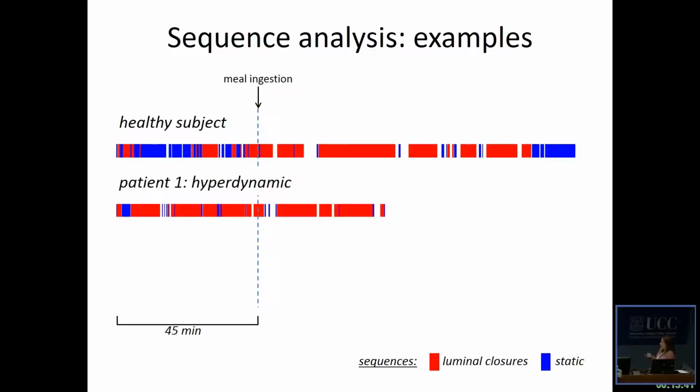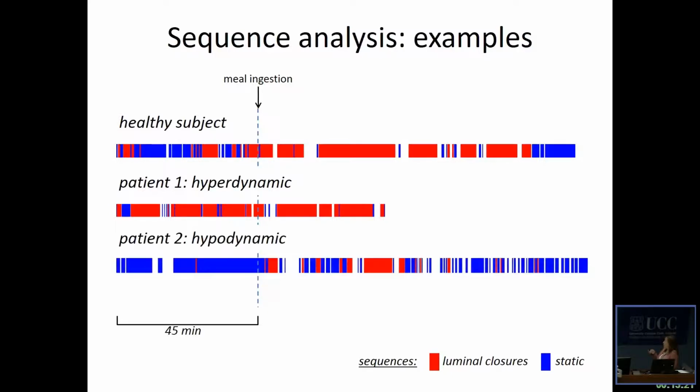This is a case of a hyperdynamic patient. It's obvious that the video is shorter, so the capsule moves faster down. And also you can see that the whole video is full of contractile periods and almost no static periods.